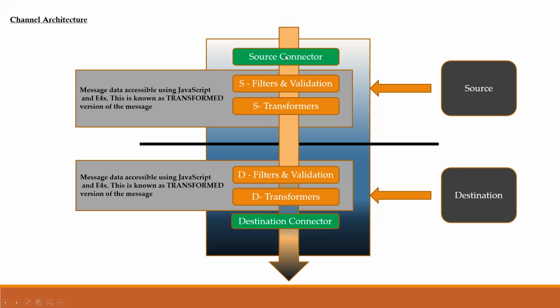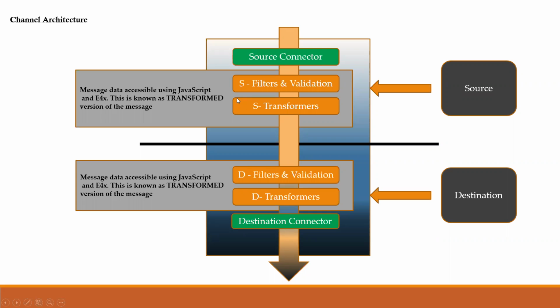When a message is received on source, it will go to source filters, then to source transformers, and from there it will enter the destination component. It will go to the destination filters, then to destination transformers, and then to the destination connector. The destination connector will deliver the message to the final destination wherever it has to go.